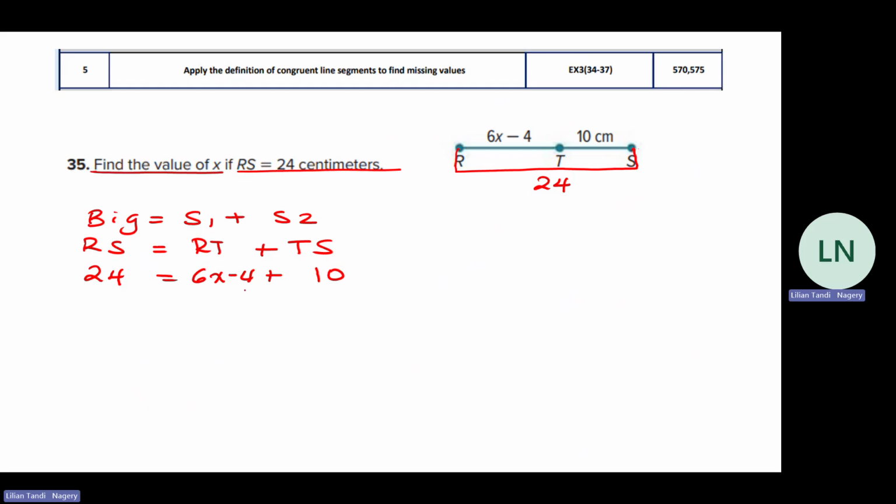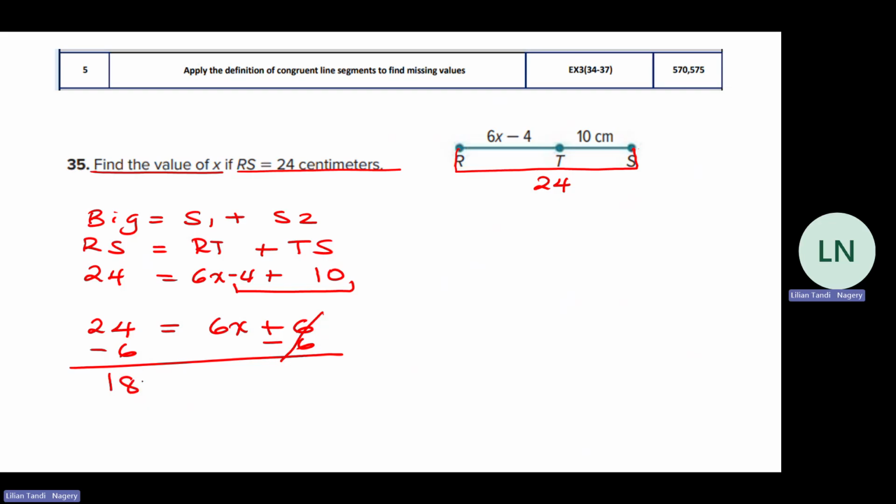So these are friends. This becomes 24 equals 6x plus 6. I subtract 6 on both sides, because those are friends. 24 minus 6 should be 18, which will give me 6x. I will divide both sides by 6, and this will give me 3. X is 3. And this is my answer because the question told me to find X.